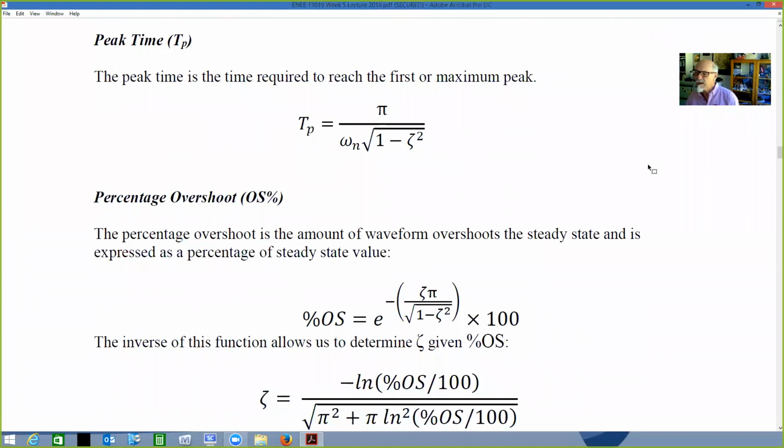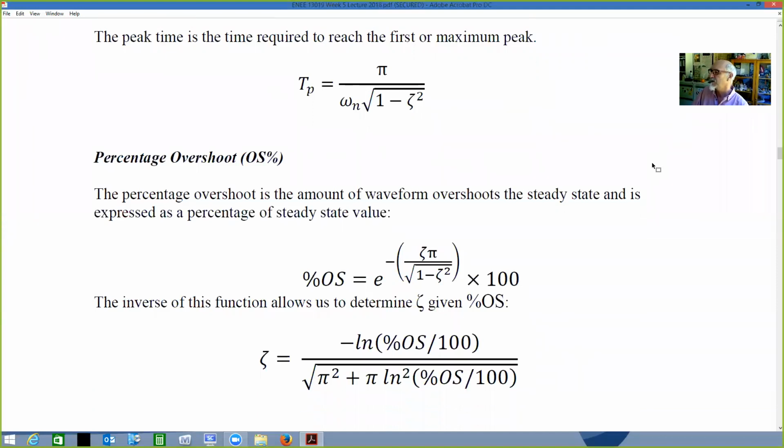Now, the peak time by definition, and I haven't done the derivation of this formula, but please accept this is what it is. These are mathematical principles, and basically we're interested in the mathematical application. The peak time is the time required to reach the first or maximum peak. So Tp, the peak time, equals pi divided by omega n, the natural frequency, times the square root of 1 minus the damping ratio squared.